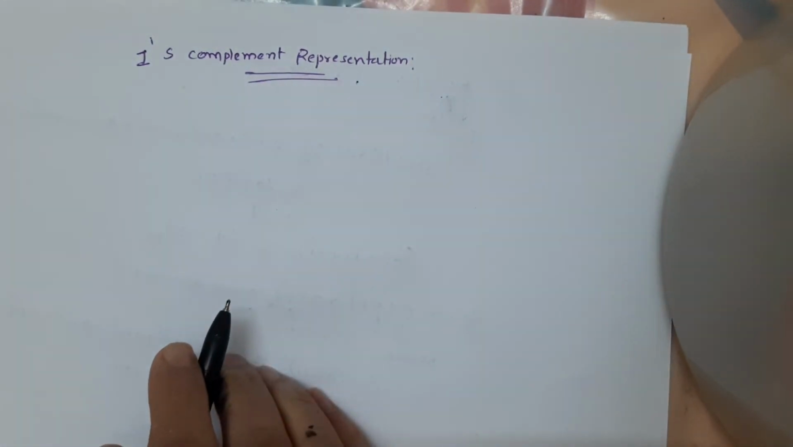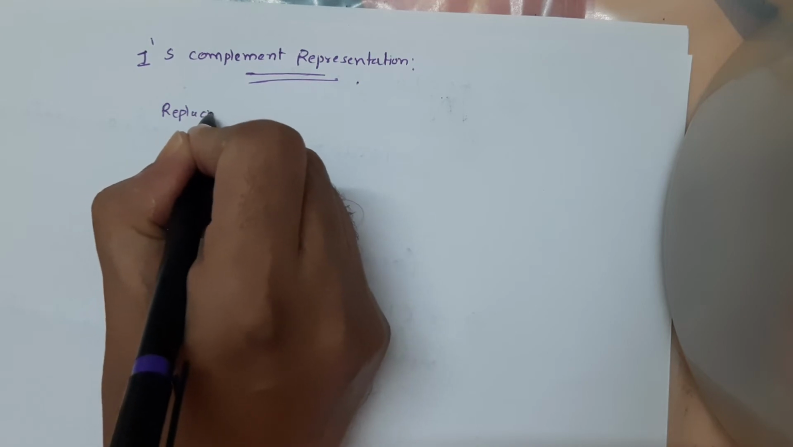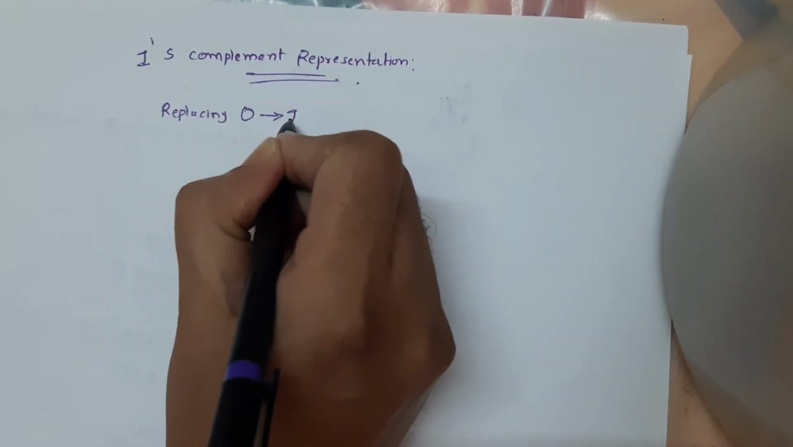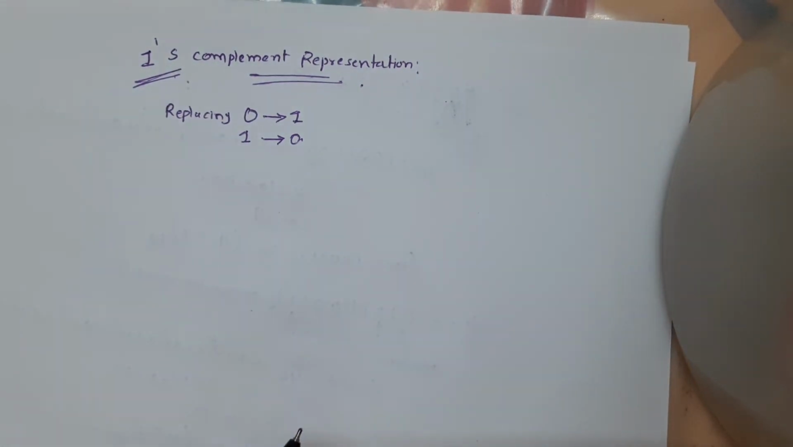How to convert this with the help of ones complement representation? Here again, the ones complement of a binary number is obtained when each bit of the binary number is subtracted from 1. That means the ones complement of 0 is 1 minus 0, that is equal to 1, and the ones complement of 1 is 1 minus 1, that means this is equal to 0. That means here we are just replacing 0 to 1 and 1 to 0, that means this is our ones complement, right?